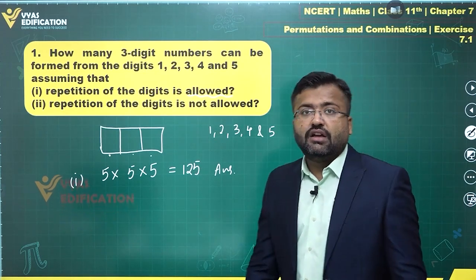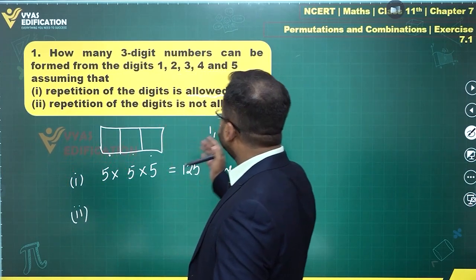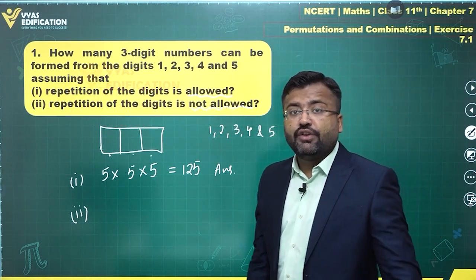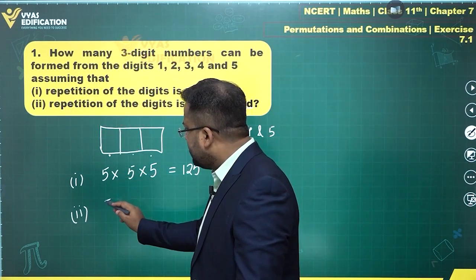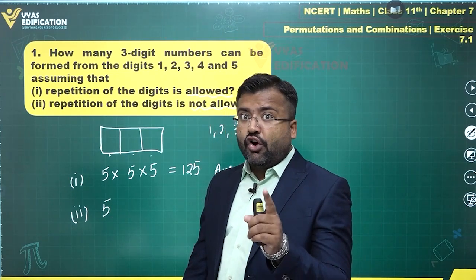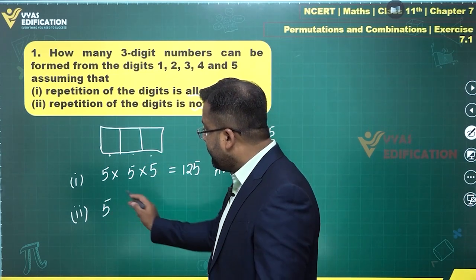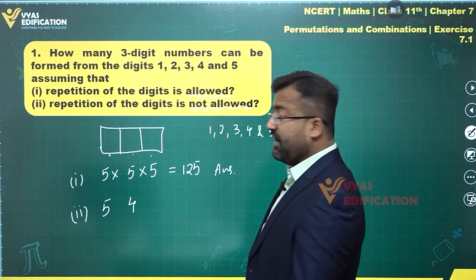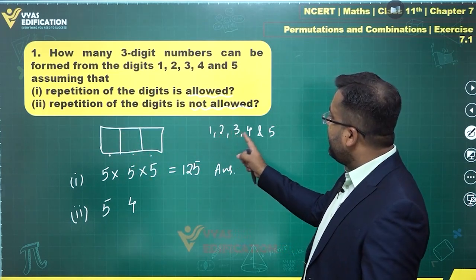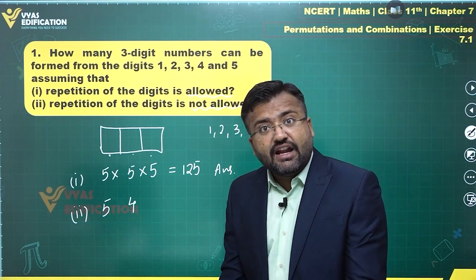In the first part. What about the second part? In the second part, you will have repetition of digits not allowed. Since repetition is not allowed, what will we do? In the first box, you can still fill it in 5 ways. But that particular number that you have already used up will not be used again. So for the next box, you have 4 ways remaining. Now how do we get that? Let's suppose 1 is already used. So you will have 2, 3, 4, 5. Those are the only 4 choices that will be available for the second box.